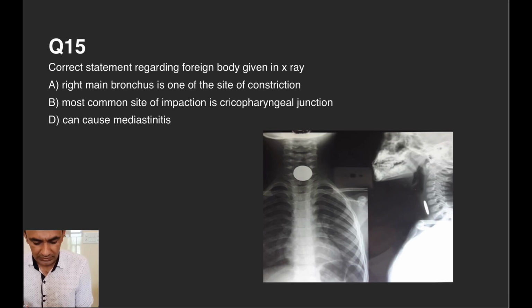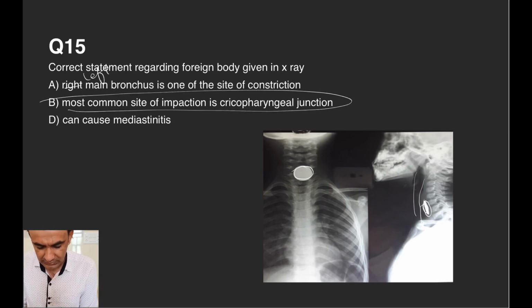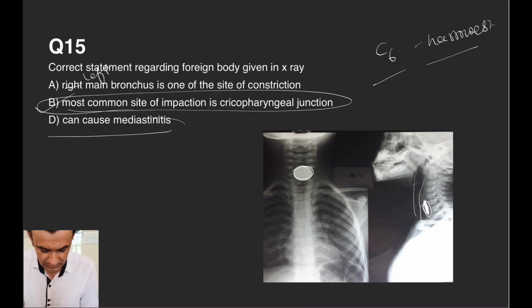Question number 5. Correct statement regarding foreign body given in X-ray. X-ray के अंदर foreign body is seen in esophagus. The trachea is here. Foreign body in esophagus. So right main bronchus is one of the constriction sites? No, the left is a constriction site. Most common site of impaction is cricopharyngeus. Yes, at C6 level, narrowest part of the GIT. This is the most common site of impaction. Can it cause mediastinitis? Yes.